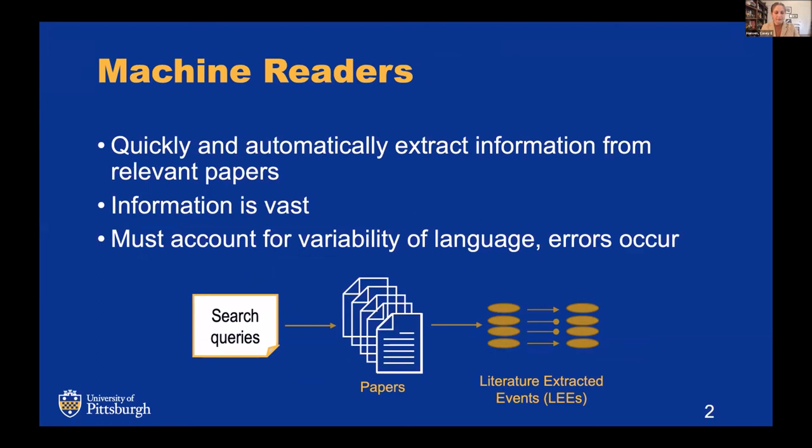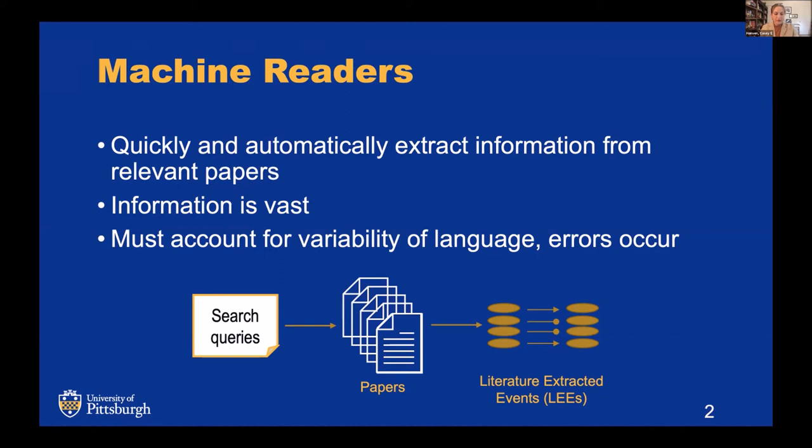And one method that can make model building easier is the use of machine reading tools. Yasmine kind of covered this: machine readers can collect relevant papers from across the literature, from a wide array of sources, based on search query terms, and then from those papers, extract interactions between entities, which we call literature extracted events. Now, these entities are most often proteins, but they could also be genes, chemicals, or even biological interactions like apoptosis. And these LEEs are most often assembled in easy-to-read spreadsheets, kind of like a node edge list.